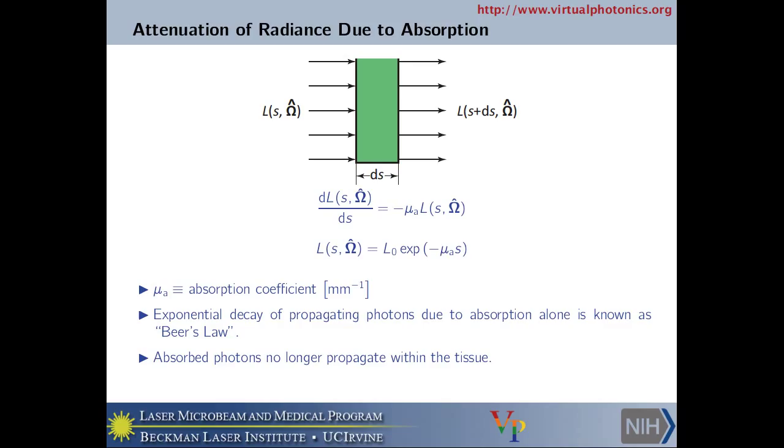And of course you have a negative sign here because the absorption diminishes the light. If you separate variables, you bring all the L's to one side, you bring the S on the other, you integrate, you get classic Beer's law. Okay? Mu A is an absorption coefficient.